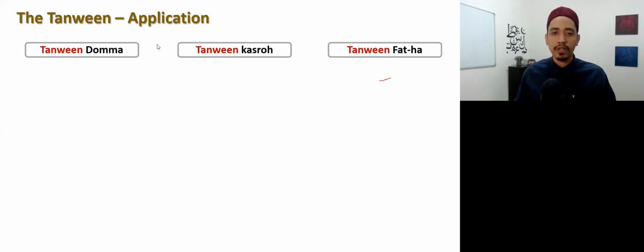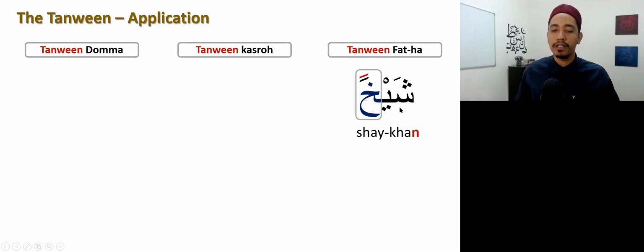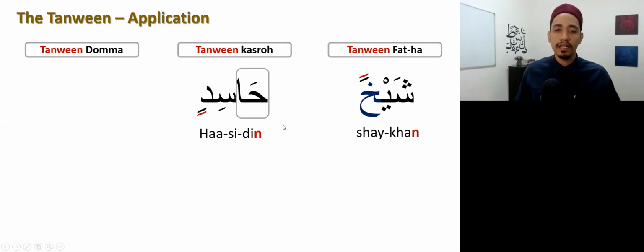So what we're going to do is just do one example with each letter so that we don't leave any letter of the Arabic alphabet out. Let me just erase this over here. Okay, Bismillah. Shaykhon. Hasidin. Akhidun.